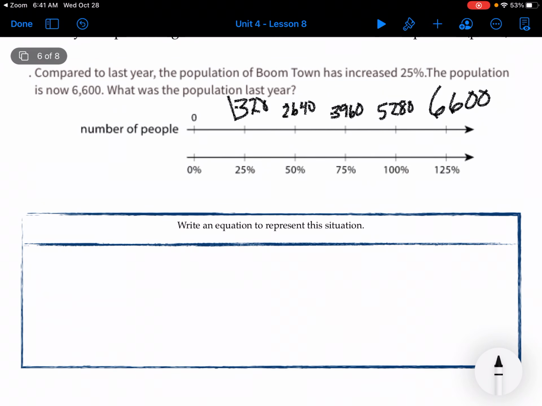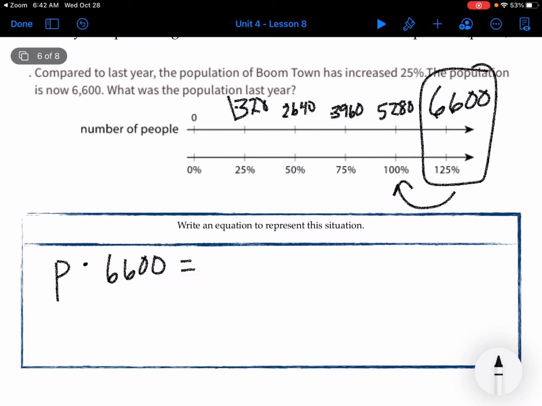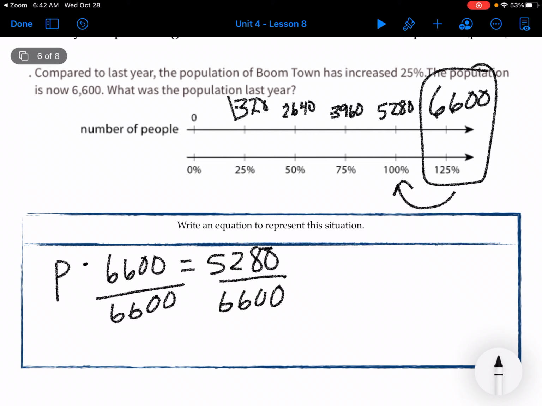All right, so if this was an increase of 25, right, I think we're going to make it 75. But let's try it. So we'll say our population times 6,600 equals 5,280. So we're going to divide by 6,600 on each side. So 5,280 divided by 6,600, and I get 80%.